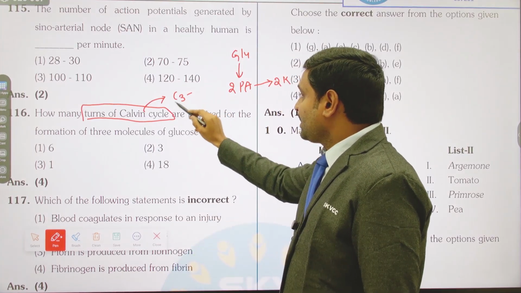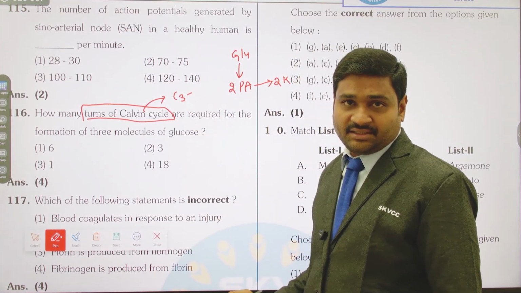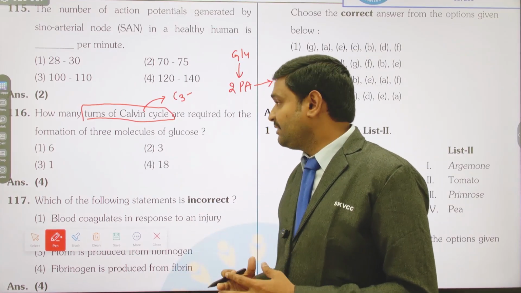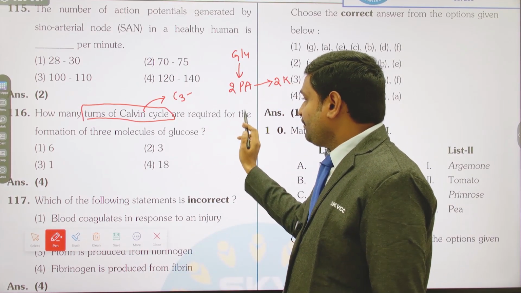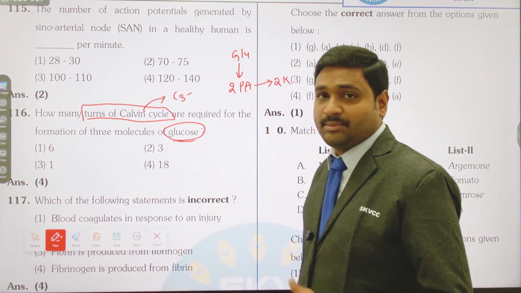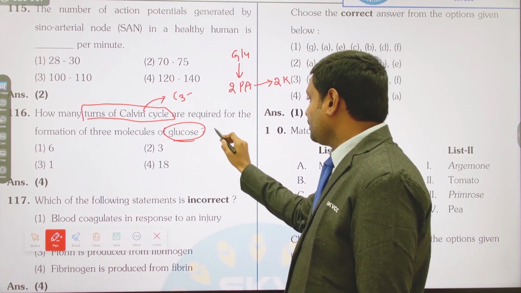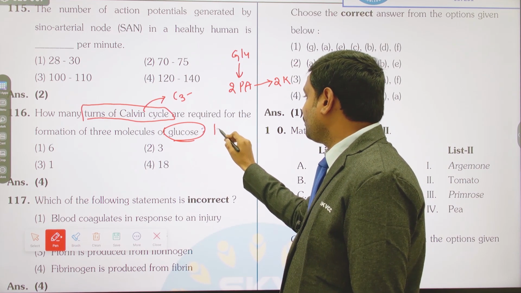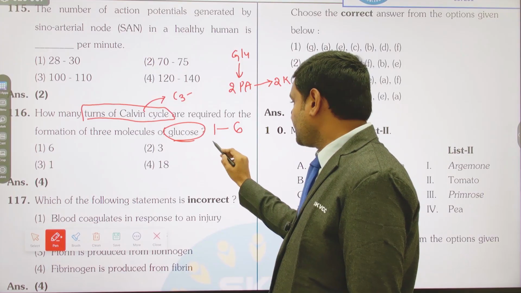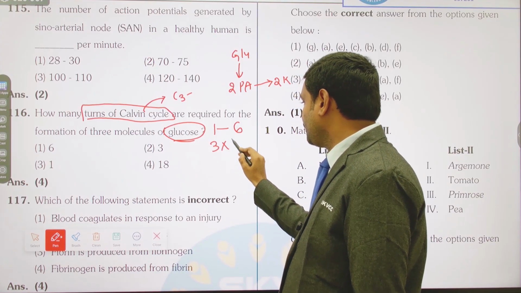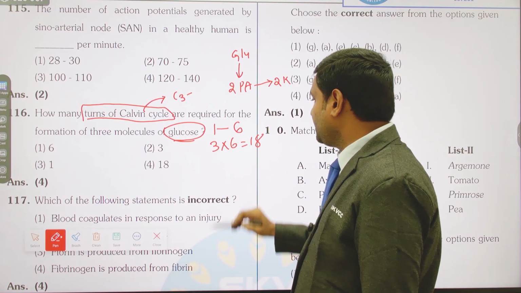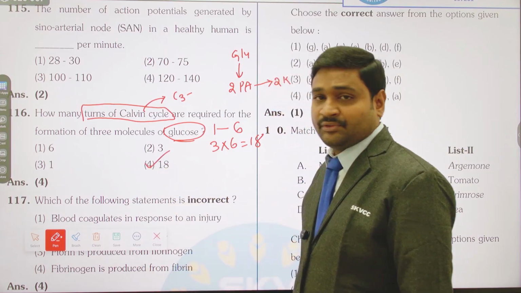Okay, so the Calvin cycle is called the C3 cycle, as you know, named after the scientist Melvin Calvin. It is required for the formation of 3 molecules of glucose. Generally 1 molecule of glucose needs the cycle to turn 6 times. Now he is asking for 3 molecules, so 3 into 6 is equal to 18. So absolutely the option 4.